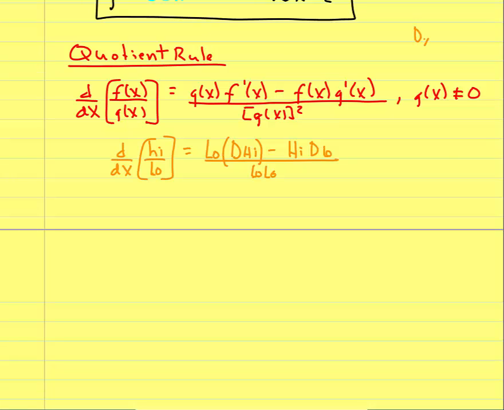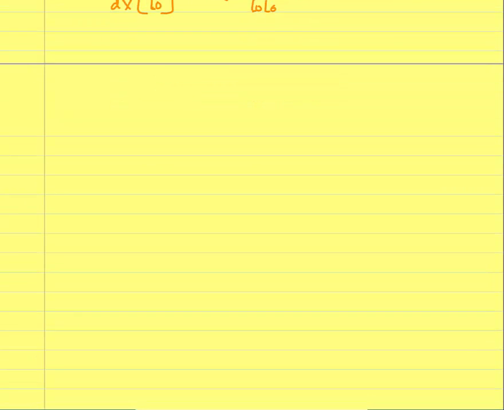Remember our notation d sub x meant the derivative with respect to x. This means the derivative of the high, and this means the derivative of the low. So don't think you can divide through the low low and the d low over here. You'd have to go ahead and factor out before you could do that. So let's go ahead and look at some examples using the quotient rule.